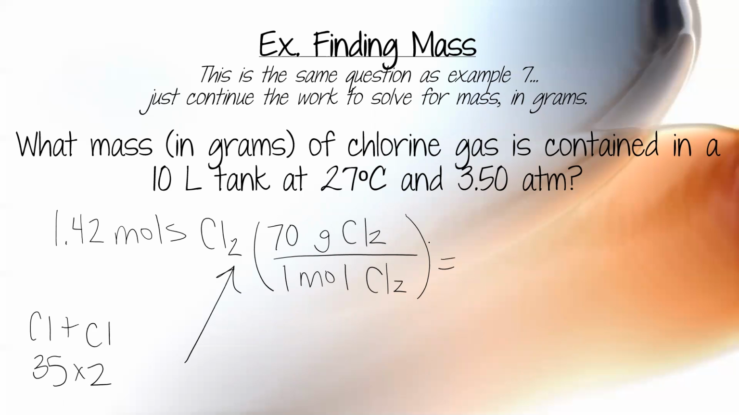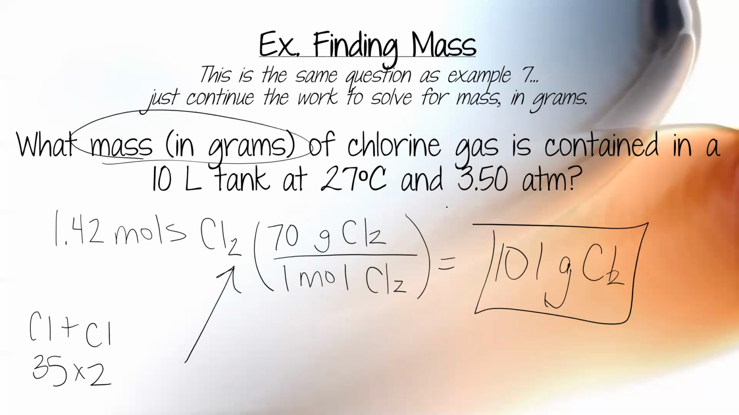Okay, so I would have solved the problem the exact same way I had to do just before this. I would have gotten moles of chlorine, but the problem asks me for grams. So now I just convert moles to grams. So 1.42 times 70 divided by 1. And now I have my answer in grams: about 101 grams of chlorine, diatomic. So that's just one way I can make it a little bit more complex: instead of asking you for moles of a substance, I'm going to ask you for grams of a substance.